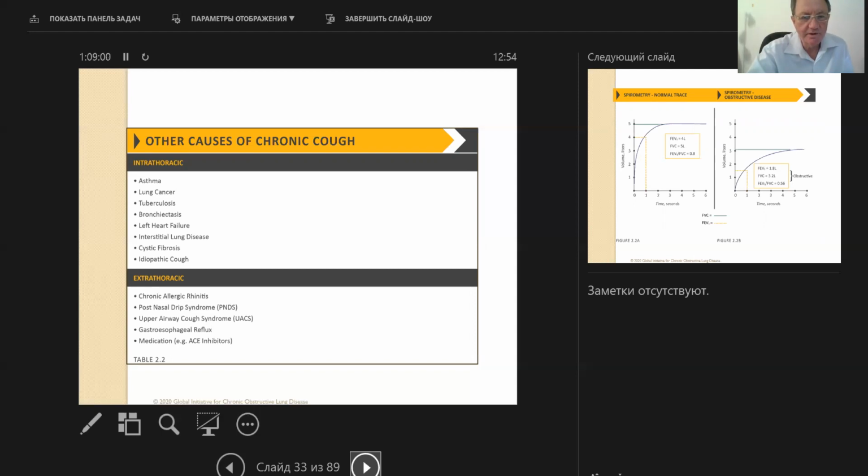And we should also pay attention to extrathoracic causes of chronic cough, including chronic allergic rhinitis, postnasal drip syndrome, upper airway cough syndrome, gastroesophageal reflux, and use of medication. For example, ACE inhibitors: approximately 20% of patients who use ACE inhibitors experience this side effect, a cough.